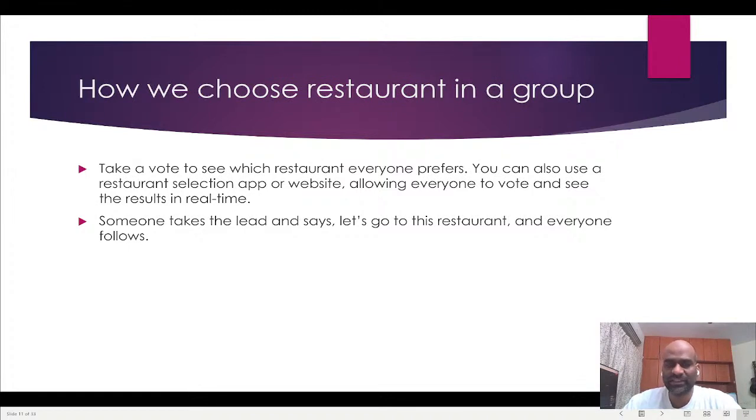If the group is 6 to 10, it is easy. If the group is 20 or 25, it is very tough to decide because there will be too many permutations and combinations, and the choices grow exponentially as the number of people grows.